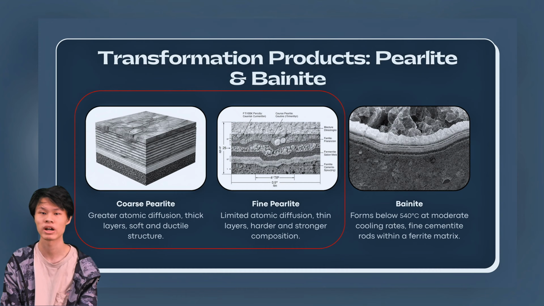The first one is pearlite, a phase that can be found above 540 degrees Celsius, and its structure is alternating layers of cementite and ferrite. It is split up into two types.